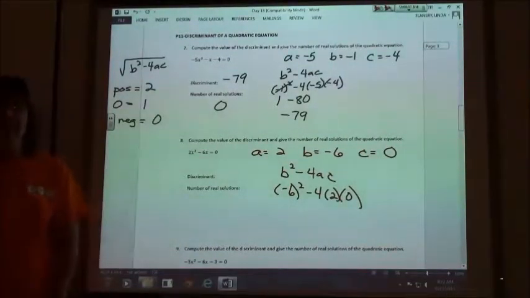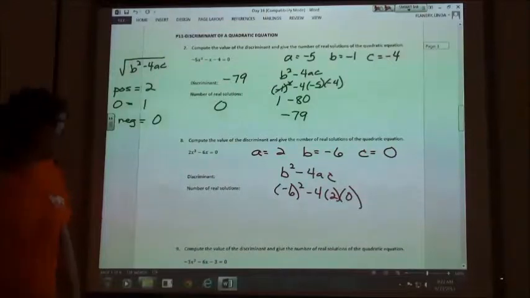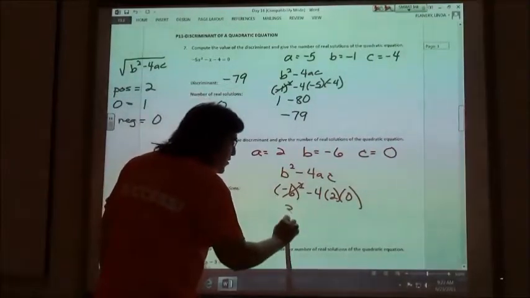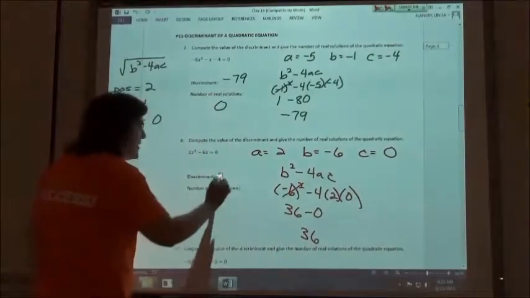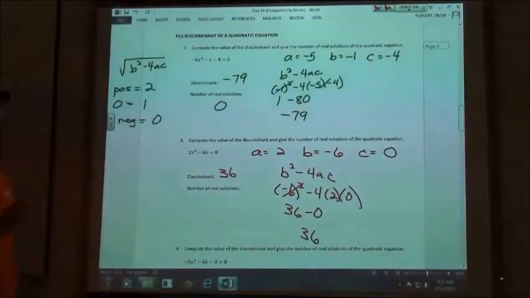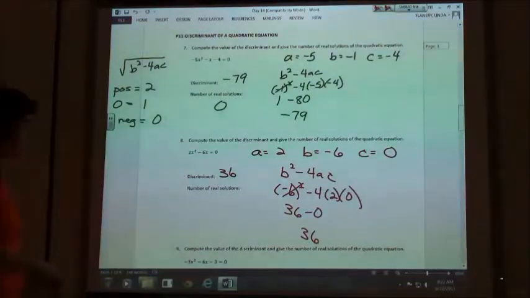Try that again. 36. -6 squared is 36. Anything times 0 is 0. So I just get 36. And if my discriminant is a positive 36, how many real solutions would I get? 2.